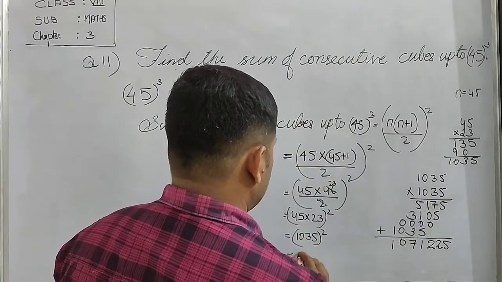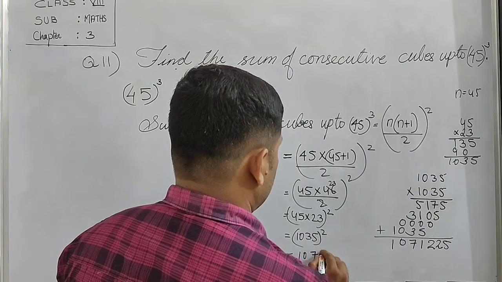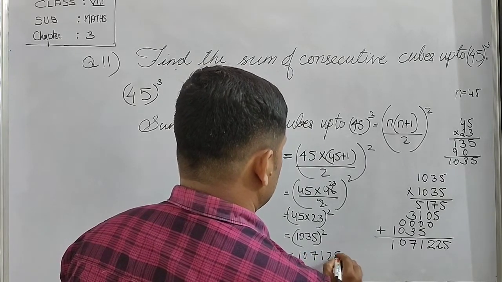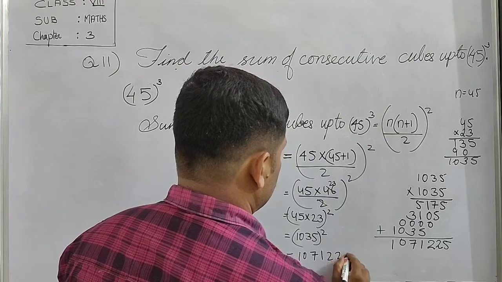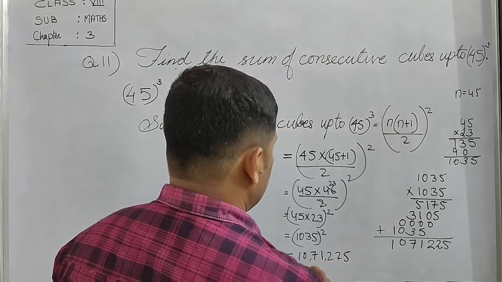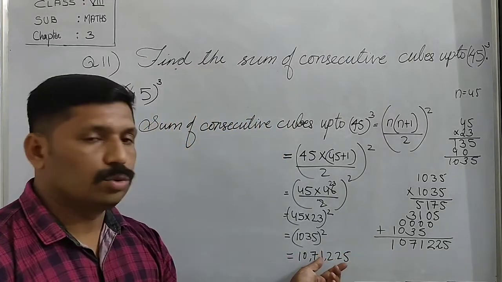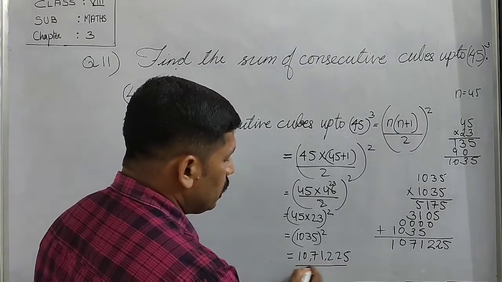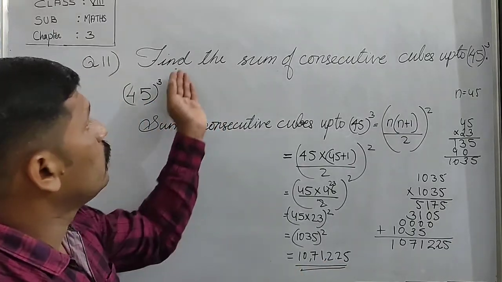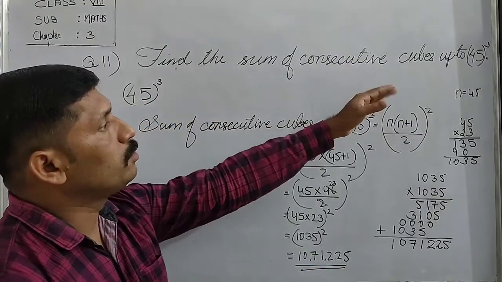So here we got the answer. 10,71,225 is the sum of the consecutive cubes up to 45 cube.